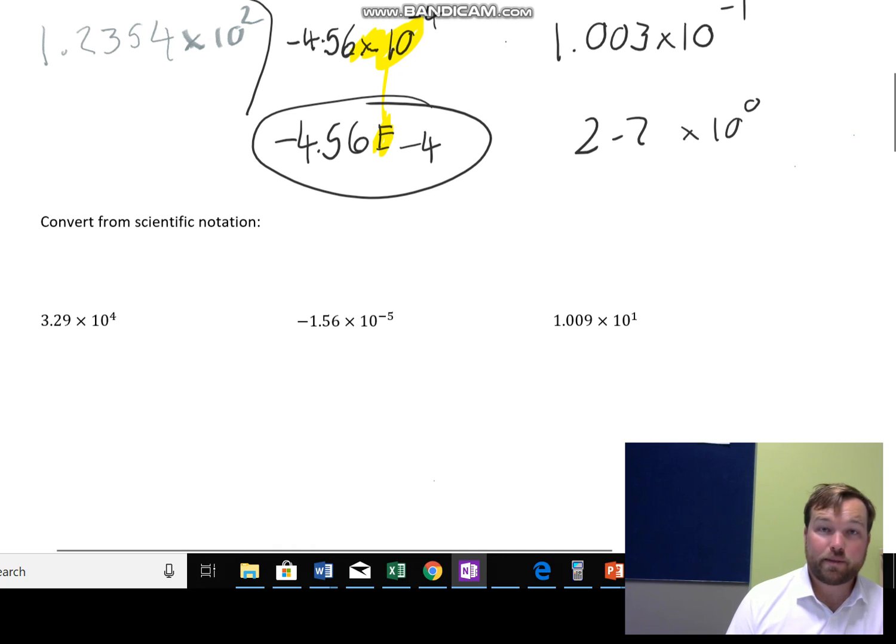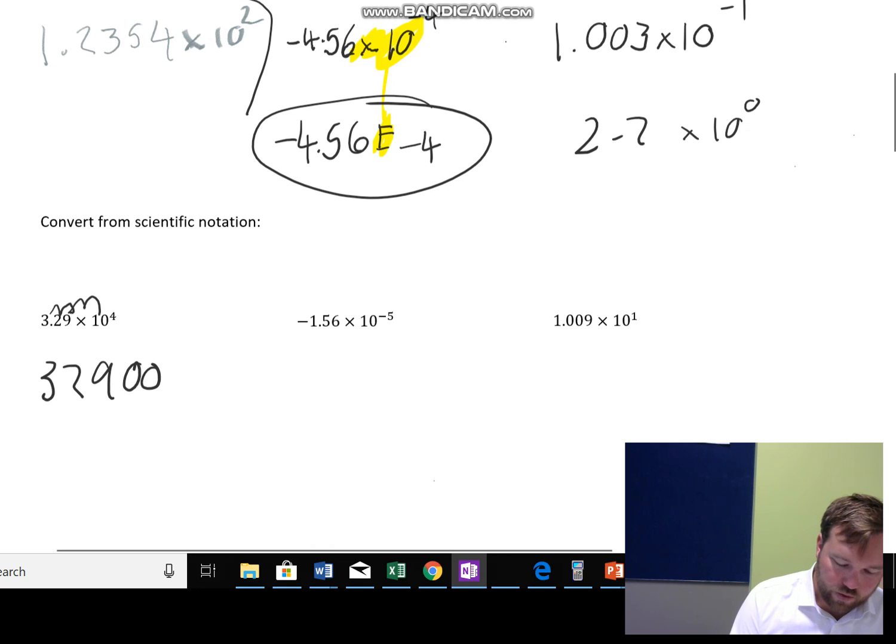4 is a big number, it's positive 4, so we're jumping 4 this way. 1, 2, it looks like we've run out of jumps, but every time we have to jump an extra time, we chuck in a 0. 3, 4. So 2 extra jumps is 329, 0, 0. That number and this number are the same thing.